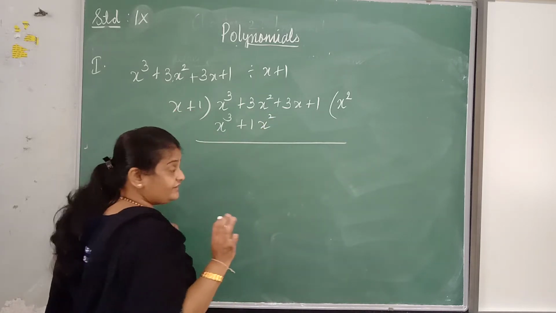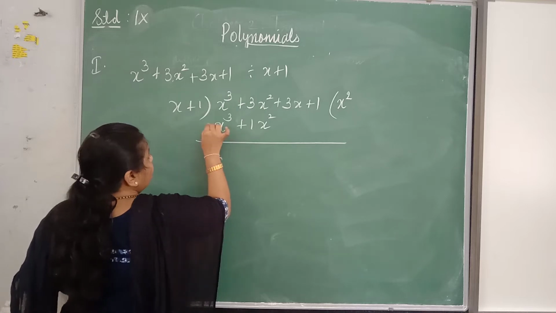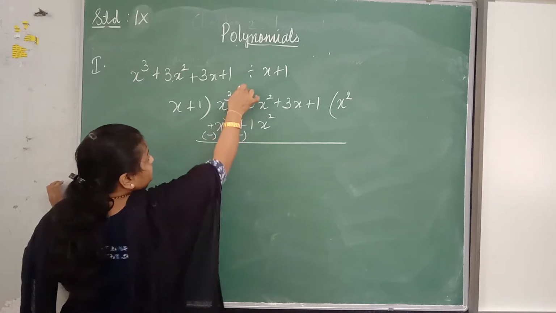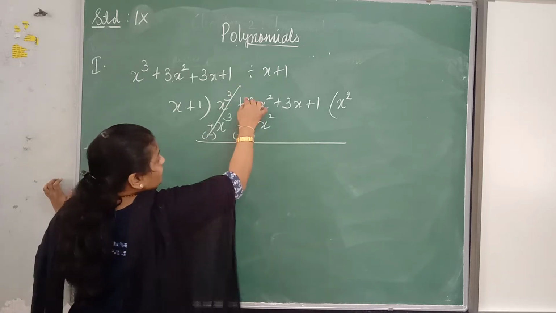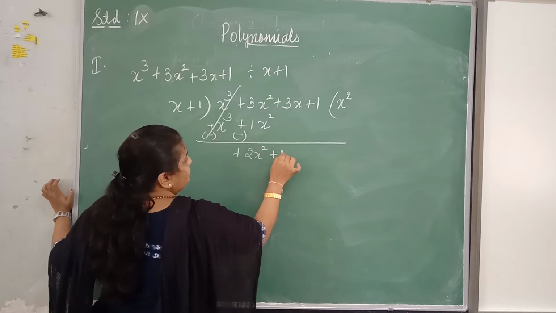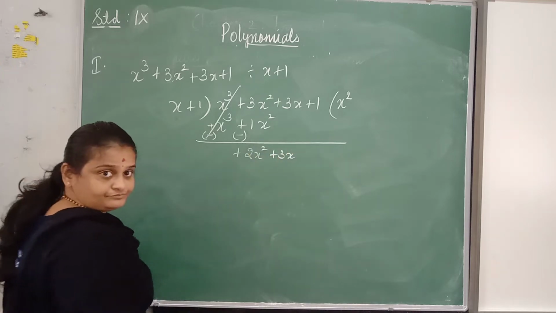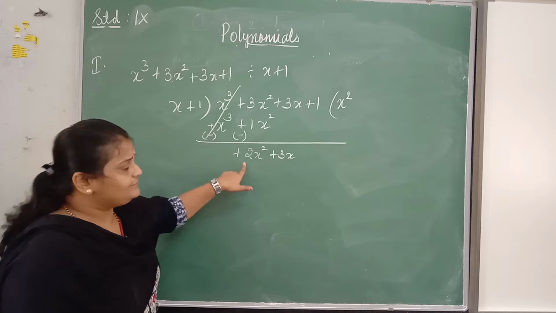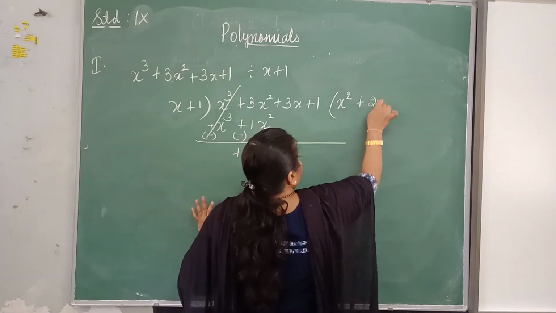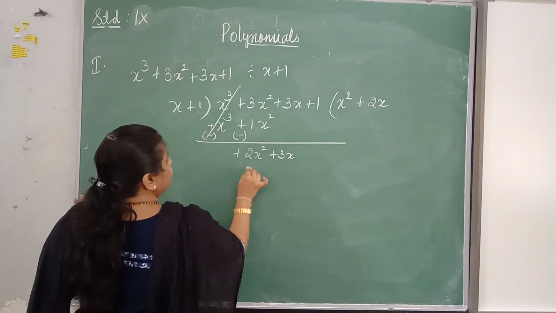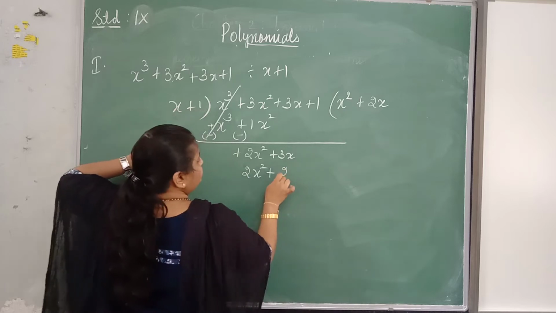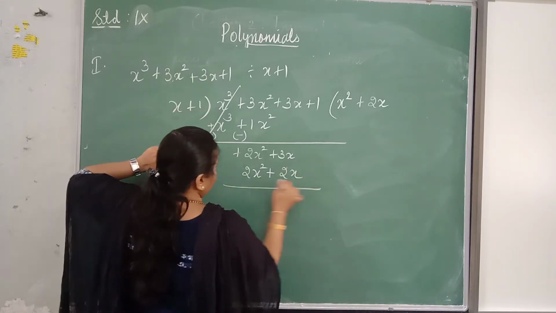Now you know how to subtract: change the signs. Minus, as it is plus it becomes minus; as it is plus here it becomes minus. So these two get cancelled. Unlike signs to be subtracted, it becomes plus 2x square plus 3x. Here I am having x, here I am having 2x square. What should I multiply? I am supposed to multiply with plus 2x, so that I will be getting 2x square plus 1 into 2x, it is plus 2x.